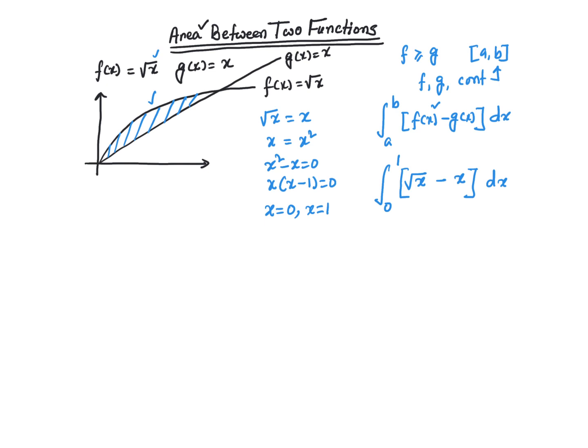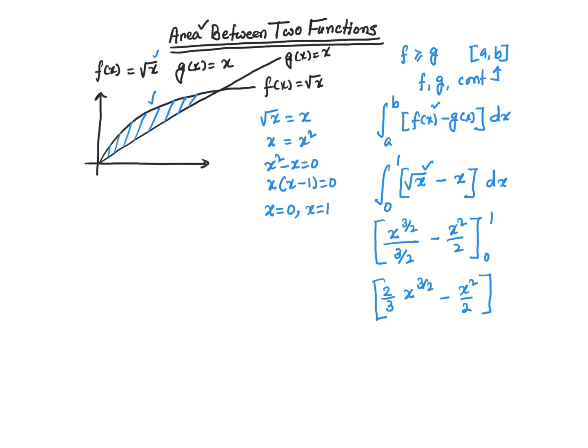Let me integrate. Square root of x is x to the power 1/2, right? So integral of that is going to be x to the power 1/2 plus 1, which is x to the power 3/2, divided by 3/2, minus integral of x, which is just x squared over 2, all of it evaluated from 0 to 1. If I simplify it a little further, I'm going to get 2/3 times x to the power 3/2 minus x squared over 2.